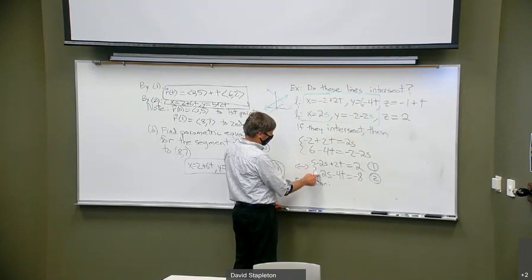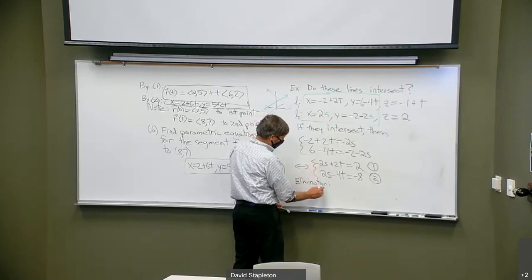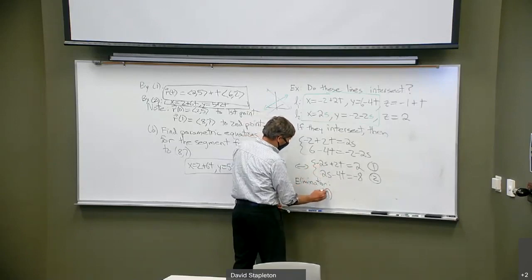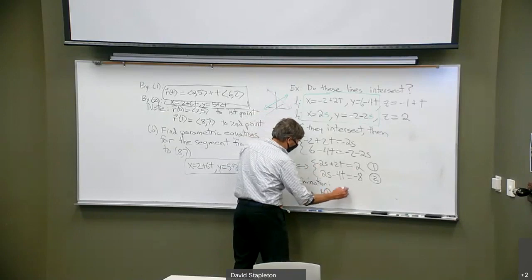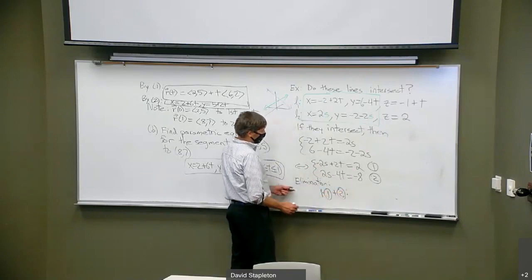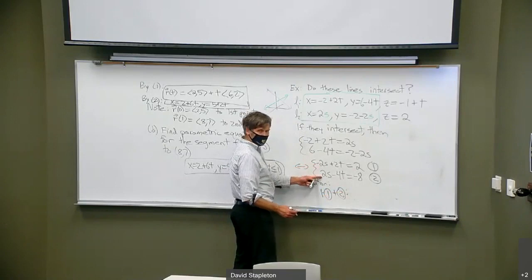For instance, how could I eliminate either s or t by taking a multiple of one of these equations and adding it to the other equation? Well, I can just take 1 times the first equation and add it to the second equation. Minus 2s plus 2s is 0. I get rid of the s's that way. That's why I picked this.